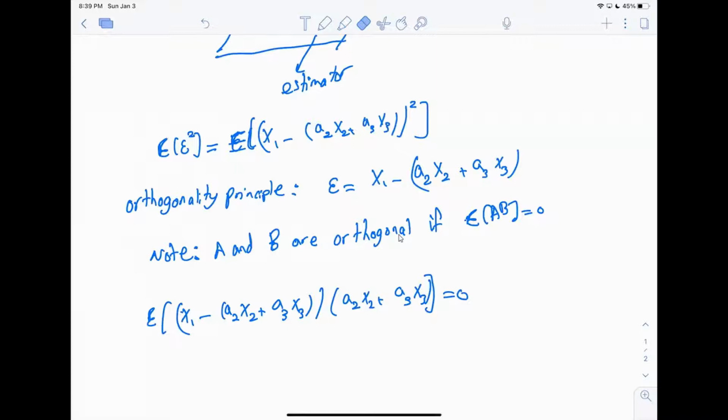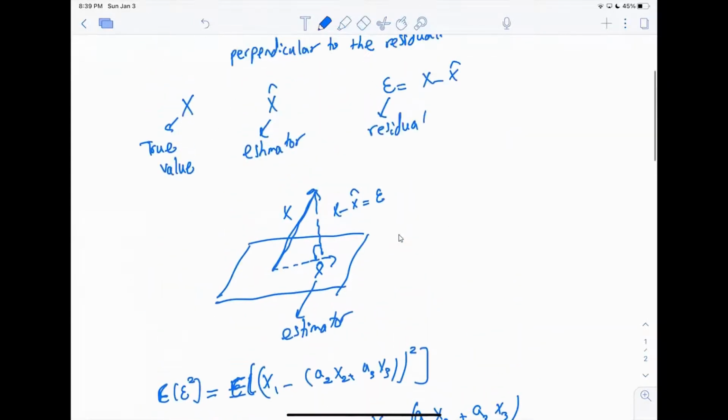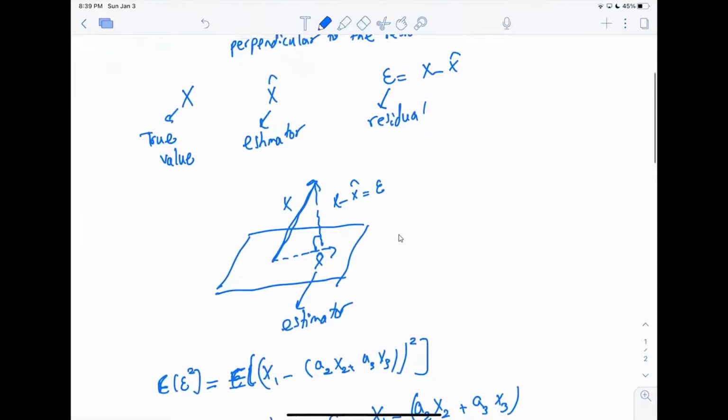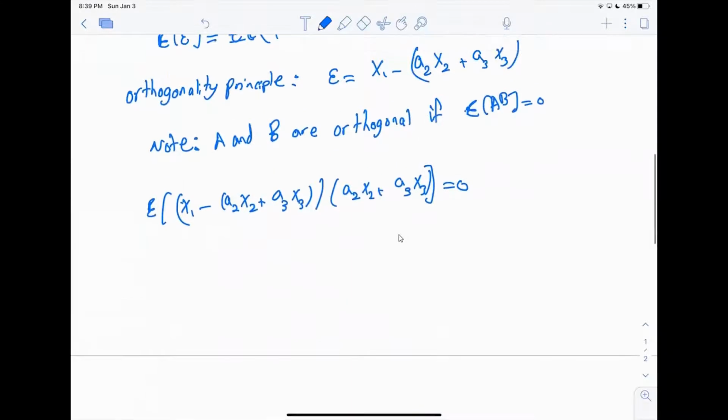But I would claim that this is not really that convenient, or not really that easy to work with. I will call this one equation 1. So equation 1 says x minus x hat is perpendicular to x hat. I call this equation 1, the orthogonality principle. And then this one I call equation 2.